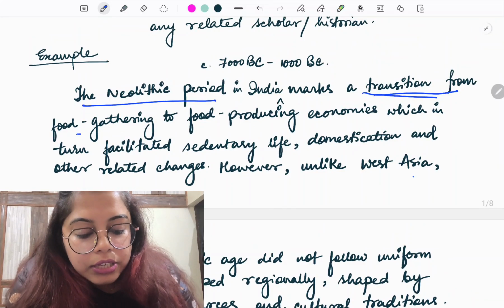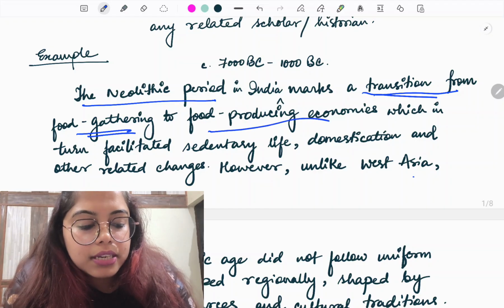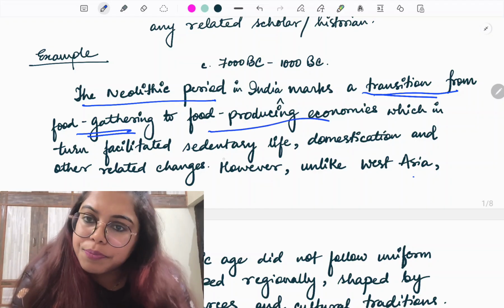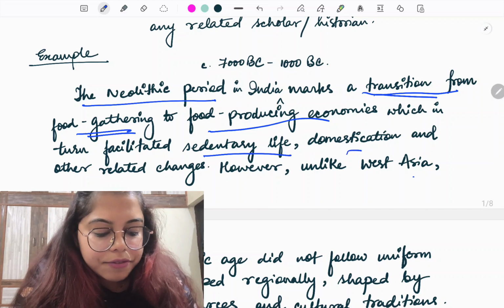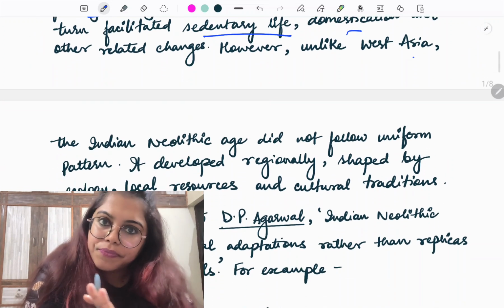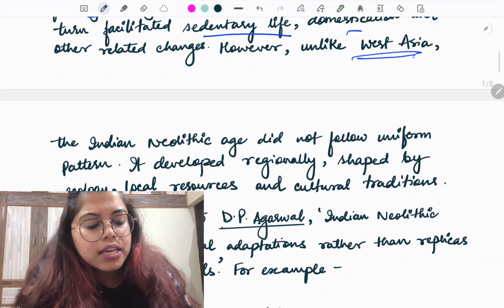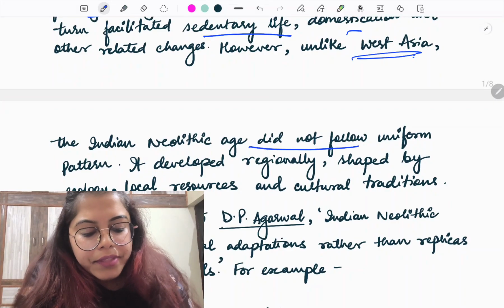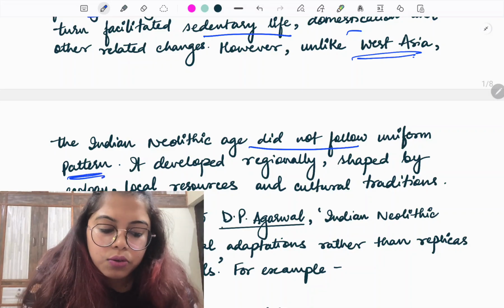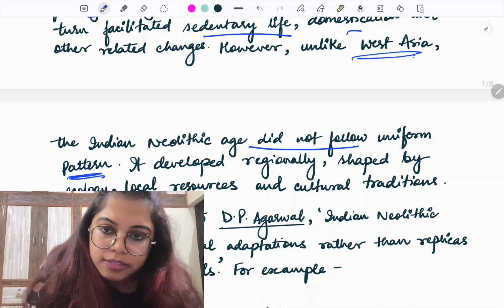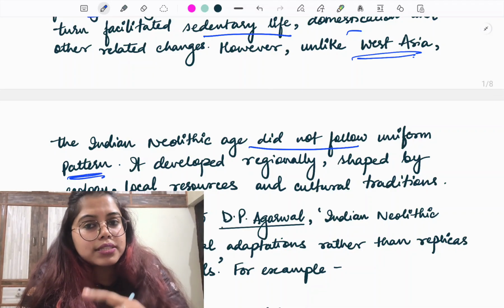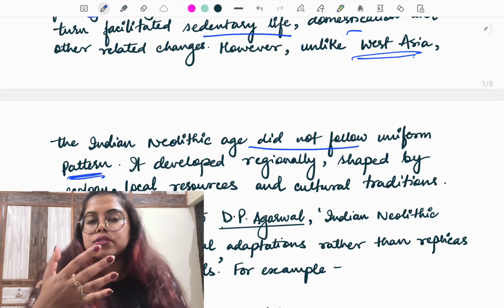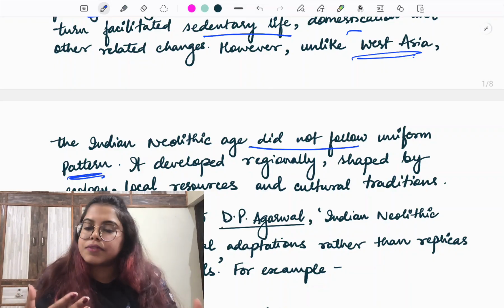Here it is: the Neolithic period in India marks a transition from food gathering to food producing economies, which in turn facilitated sedentary life, domestication, and other related changes. Next is, however, unlike West Asia, the Indian Neolithic age did not follow uniform patterns. So I let the examiner know that I know the earlier view was that... why am I actually comparing it with West Asia?